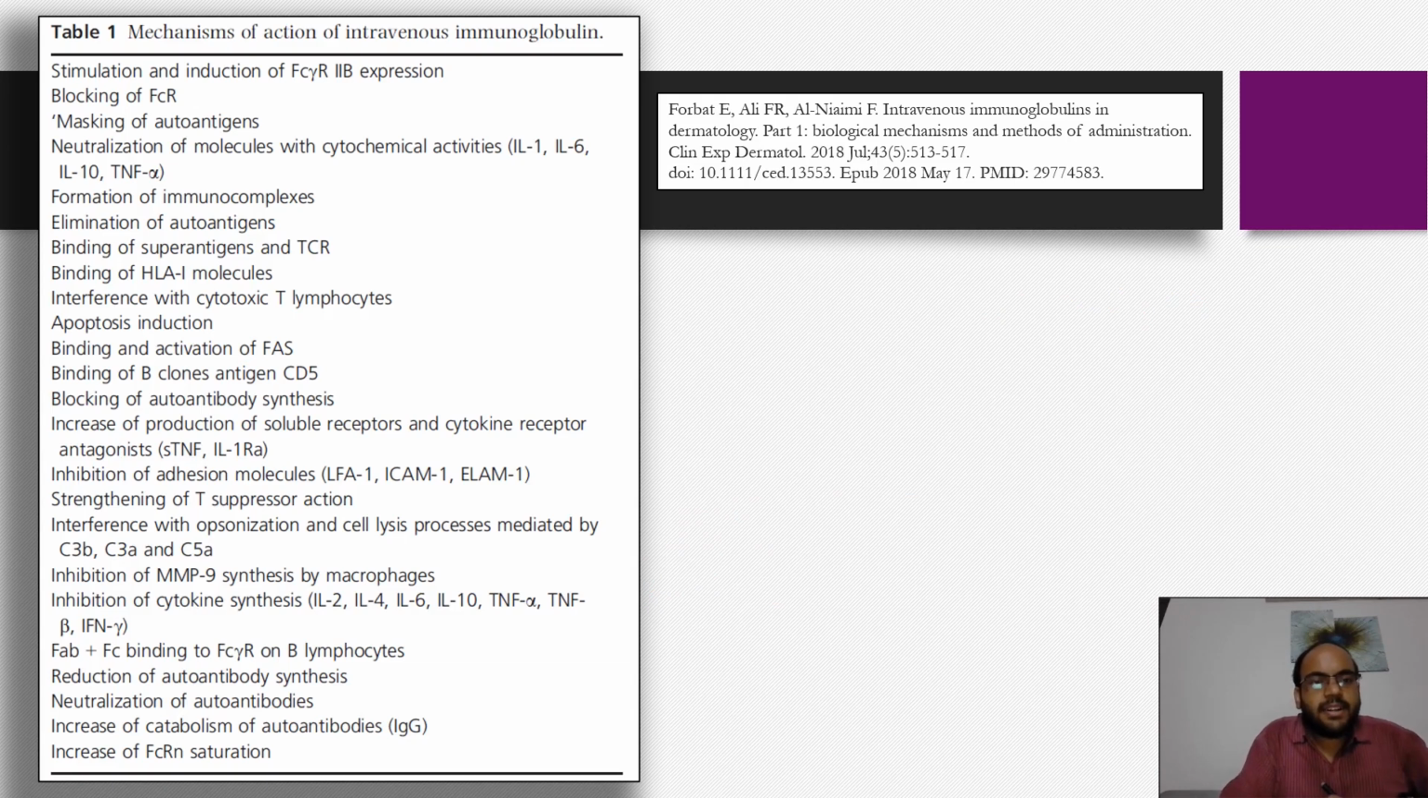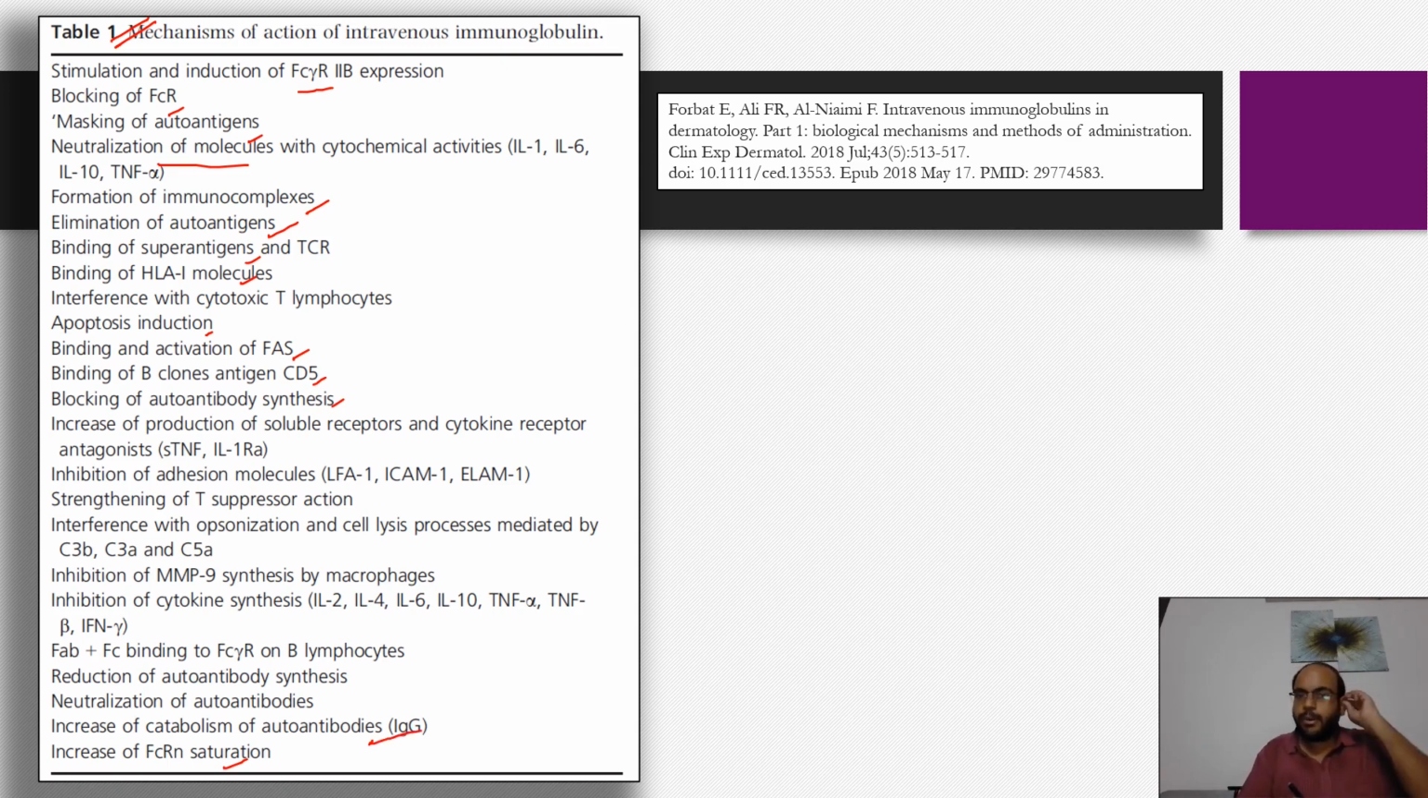Now, these are the different mechanisms of action of IV immunoglobulin. We have covered the 9 basic ones, but look at how long this list is. Stimulation of Fc gamma RIIB, blocking of Fc receptor, masking of autoantigen, neutralization of molecules and cytokines, formation of immune complexes, elimination of autoantigens, superantigens, binding of HLA class I molecule, apoptosis induction, binding and activation of FAS, CD5. There's a whole list available. Increase FcRn saturation, increase catabolism of autoantibodies. This is a very big list.